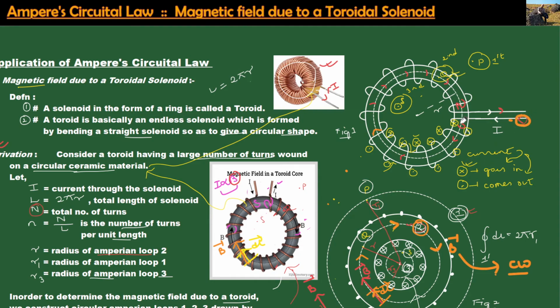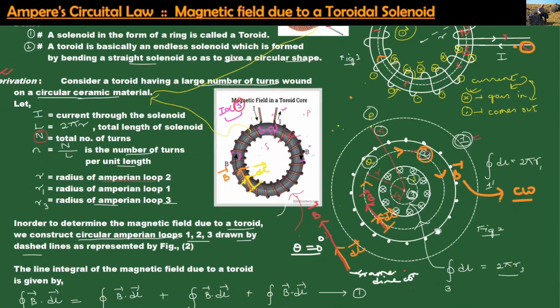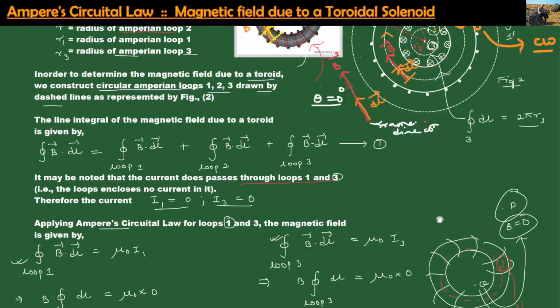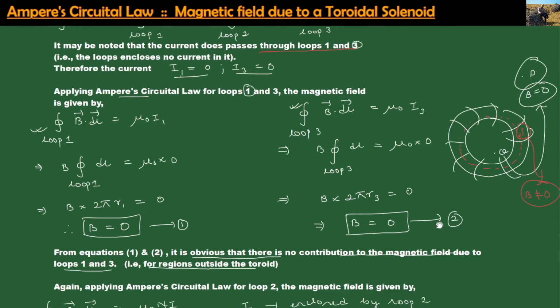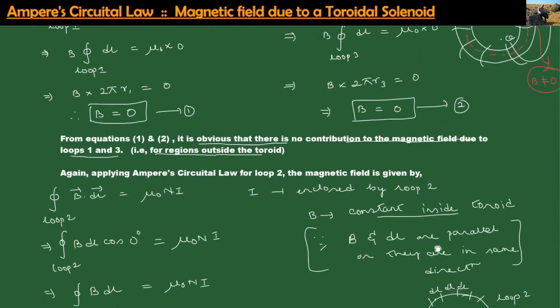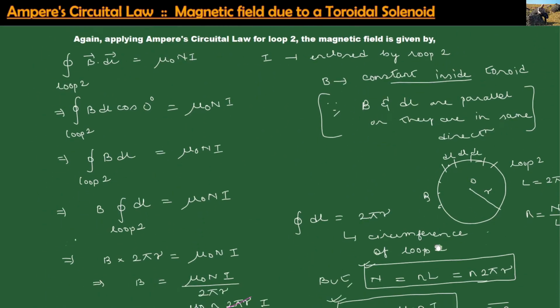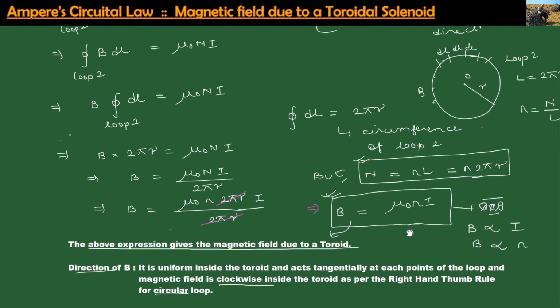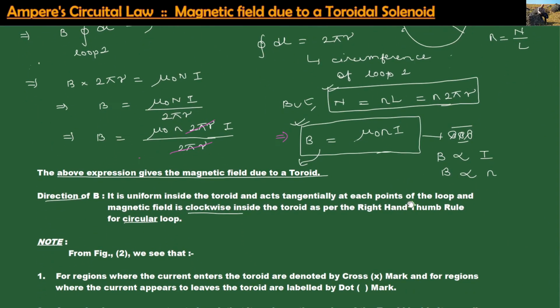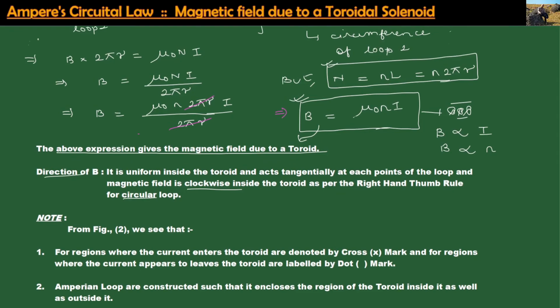That end of the solenoid, or that end of the toroid where the current enters, will behave as the south pole. That end of the toroid where the current leaves will behave as the north pole. Also, the nature of the magnetic field inside the toroid will be uniform, and it acts tangentially.